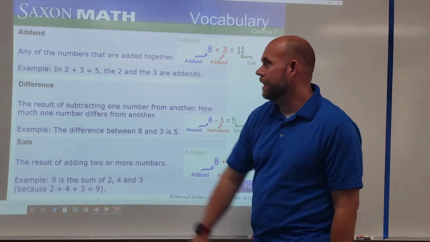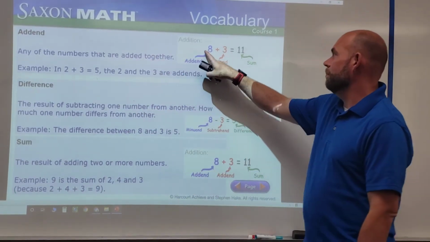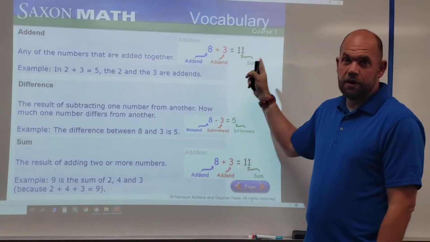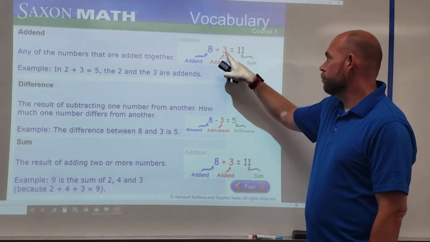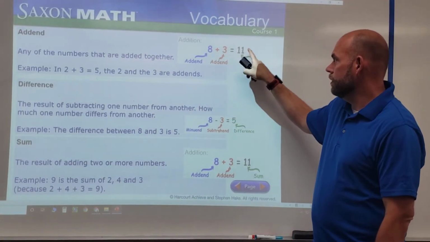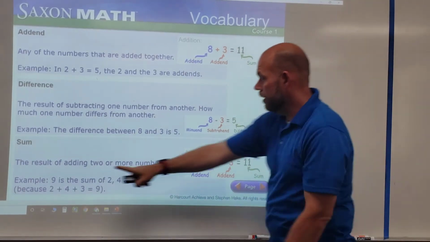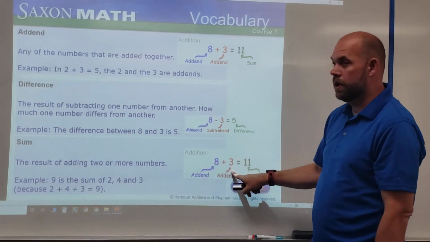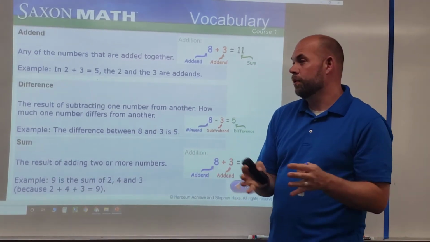So let's start with addends. Addends are any of the numbers that can be added together. So here in this example, we've got 8 plus 3 equals 11. 11 is not an addend here because it's not one of the numbers being added together. But 8 and 3 are. So we've got 8 plus 3 is 11. Addend, addend. And then when you put them together, that's the sum. So when you put two numbers together, 8 plus 3 equals 11. 11 is the sum.